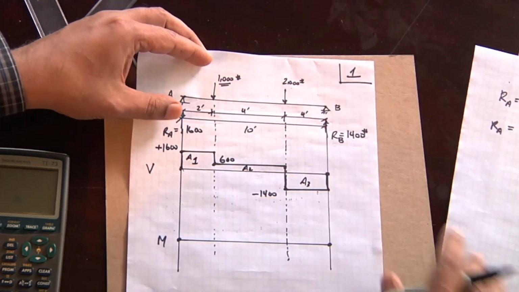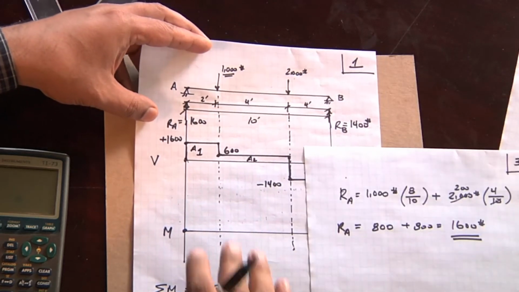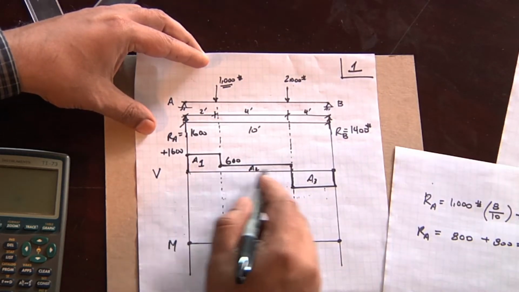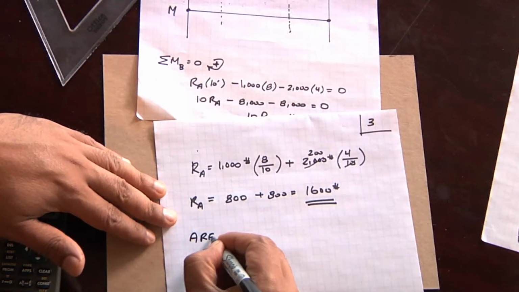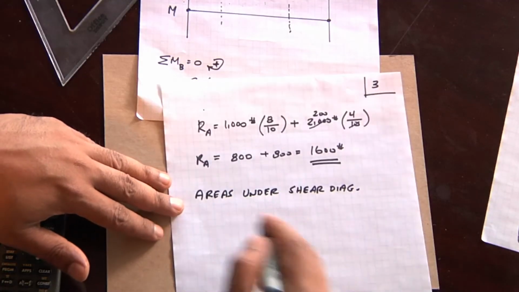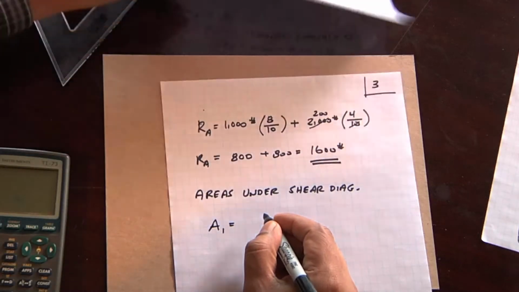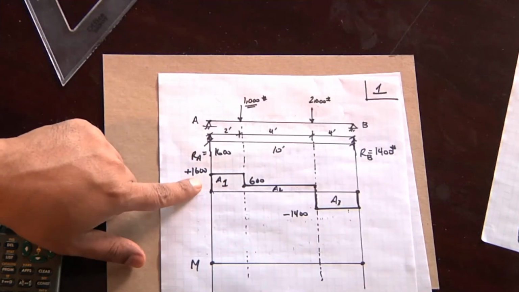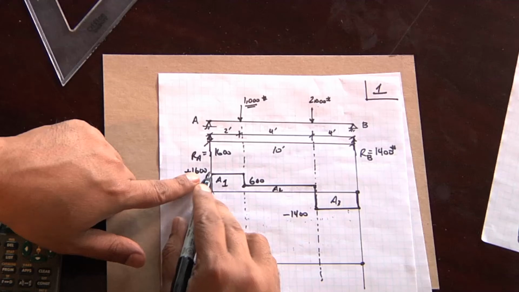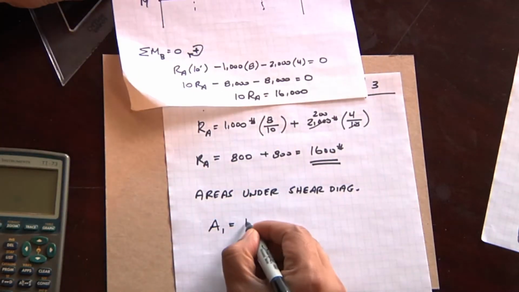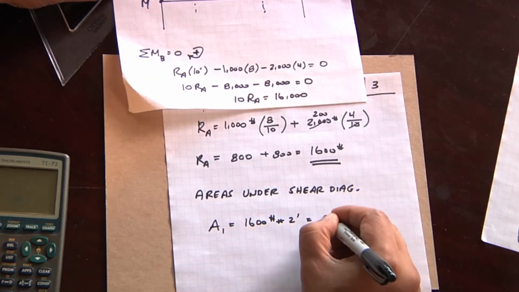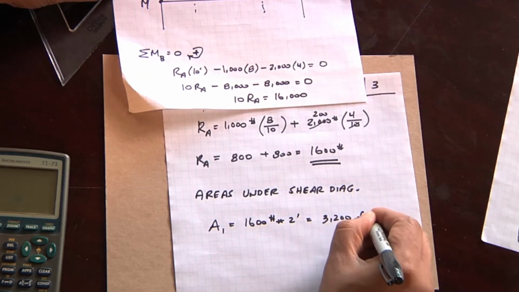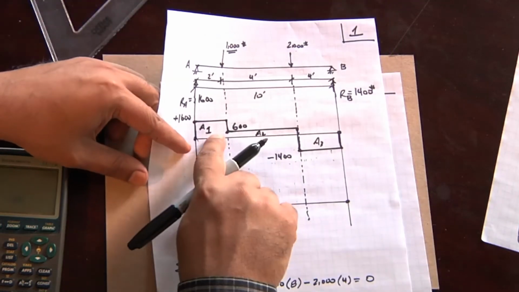Normally you could write them right in here, but because I'm doing this on the screen and the pen is a little thick, I don't want to complicate that. So areas under the shear diagram. And so A1 is going to be the area of this rectangle, which is 1,600 times 2. So it's 1,600 pounds times 2 feet, or 3,200 foot-pounds. That's my first area.